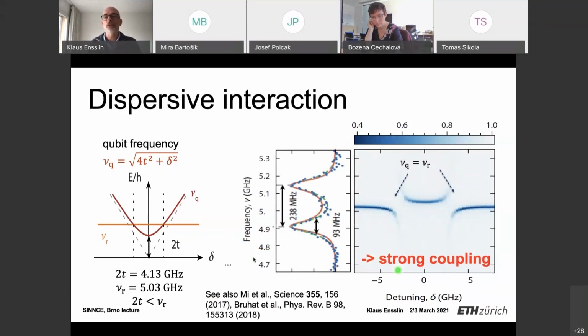Okay, now you have a closer look at that, and you make a cut along one of those lines. You see there's this anti-crossing, these 2 lines. You can measure the width of the line and the separation of the two lines. And you can imagine the width of the line has something to do with the decay mechanisms, which I discussed before. And if the width of the line is less than the splitting of the line, then this is what we call strong coupling.